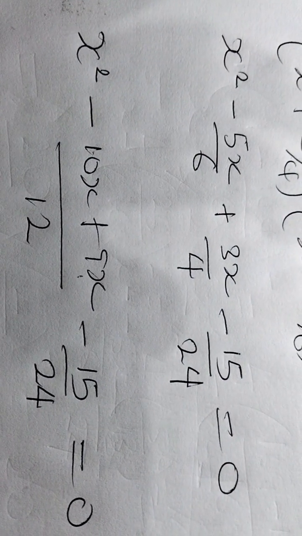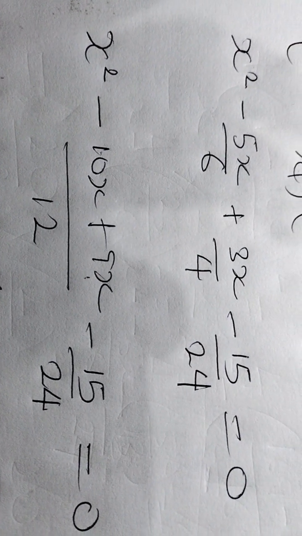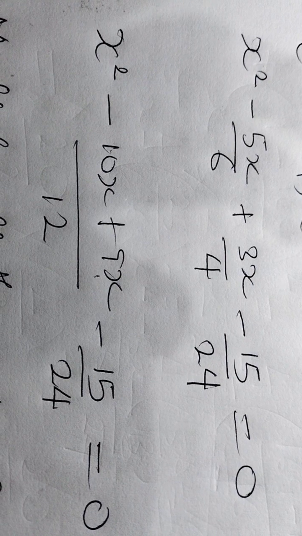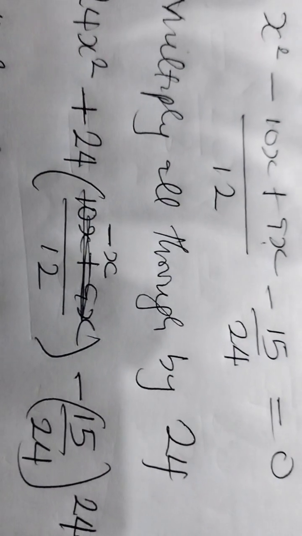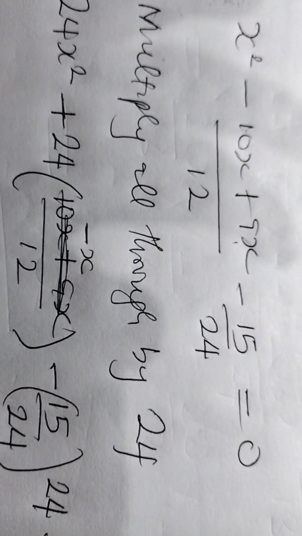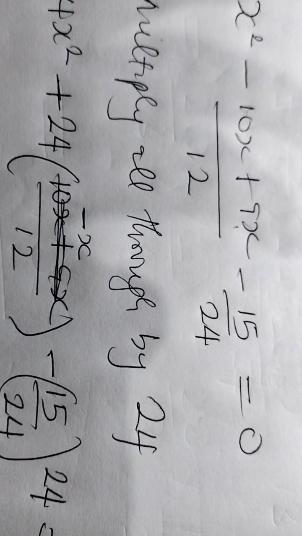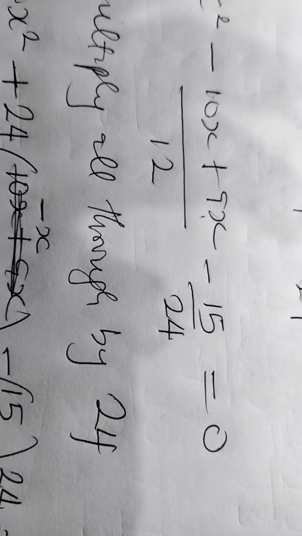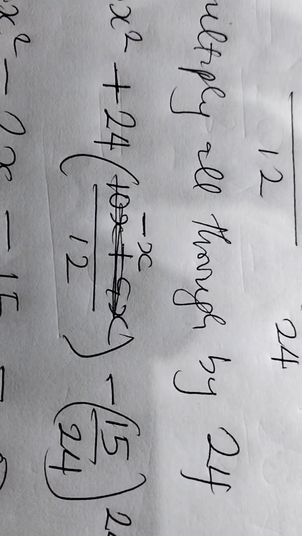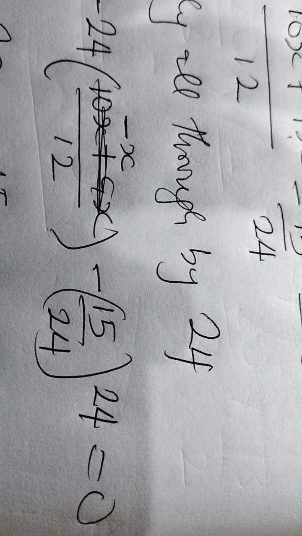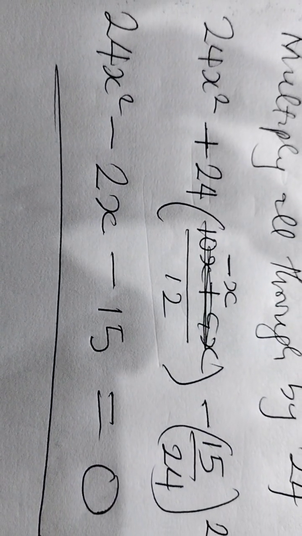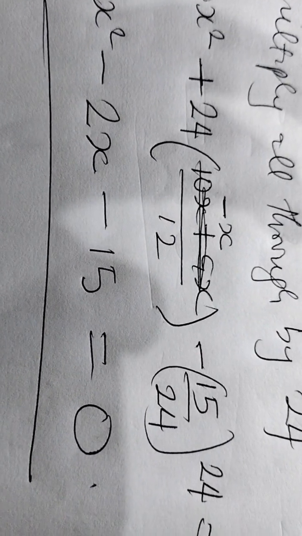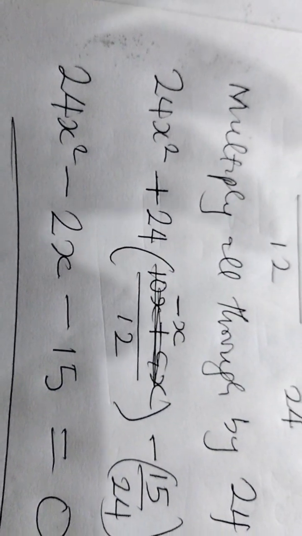Then take the LCM of 6 and 4 as 12, and then bringing the two terms together, we have s squared minus 10s plus 9s as numerator, all over 12 as denominator, minus 15 over 24 equal to 0. Multiplying all through by 24, we now have 24s squared plus 24 bracket opens minus s. How do we get minus s? Minus 10s plus 9s will give us minus s. So 24 bracket minus s over 12 minus 15 over 24 multiplied by 24 equal to 0. Then opening the bracket and solving out, we have 24s squared minus 2s minus 15 equal to 0 as the final answer. That's the equation.